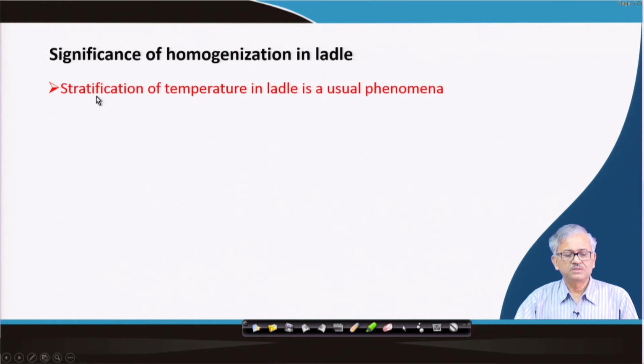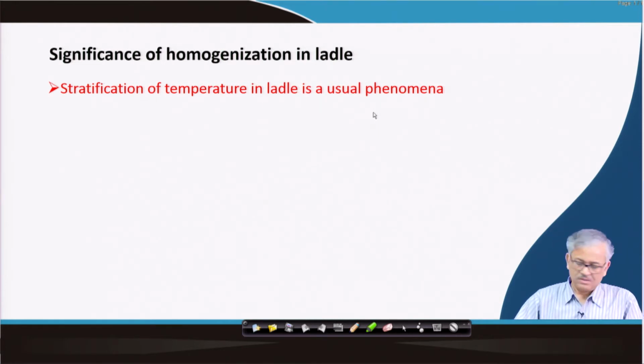Now, what is that? Basically, the stratification of temperature in the ladle is a usual phenomenon. What happens is that after you tap the liquid steel in the ladle, you take the ladle from the SMS to the caster, and in this process you do a lot of secondary processing also. During this time, the liquid steel loses its heat through its walls as well as through the open face to the atmosphere, mostly by radiation, and through the walls also it loses a lot of heat. As a result, thermal stratification takes place in the liquid bath.